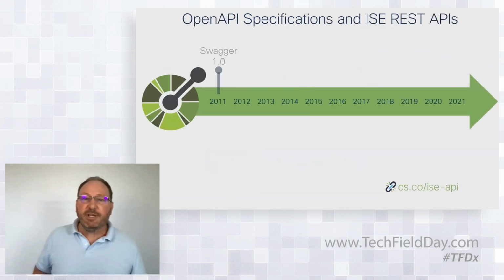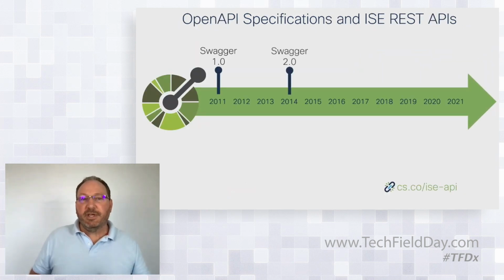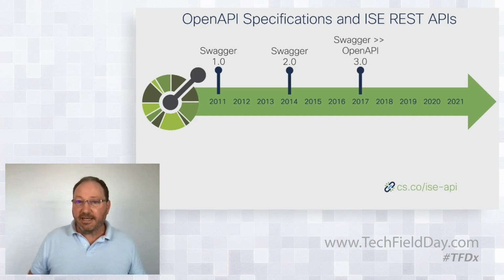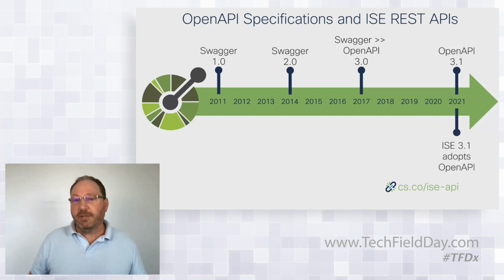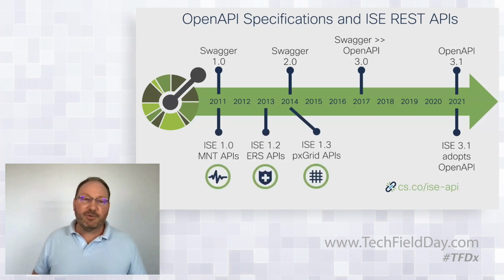So in terms of the different APIs, OpenAPI is something that's been around for about a decade now, and very recently they announced their 3.1 OpenAPI specification. So we went ahead and adopted that for ICE 3.1. But we've actually been doing APIs for quite a while.